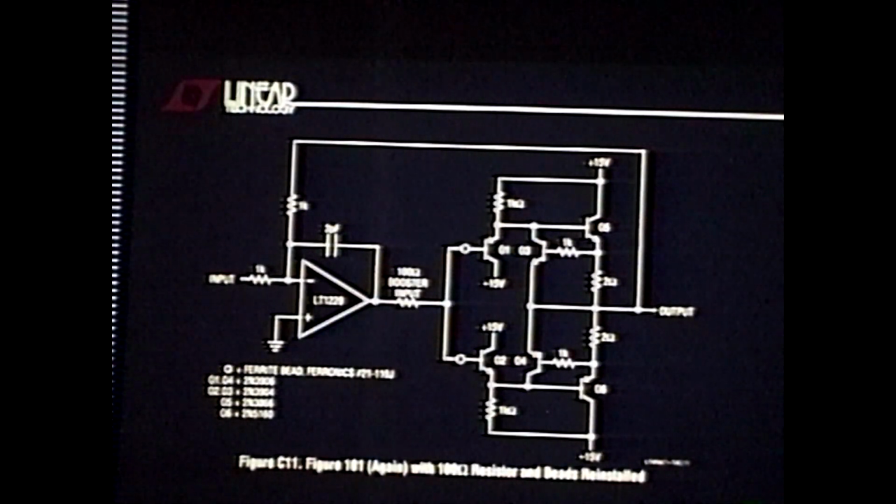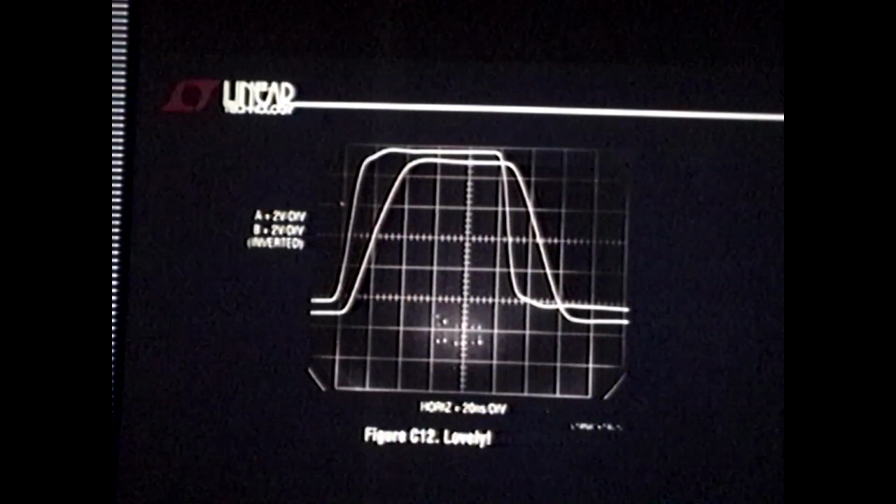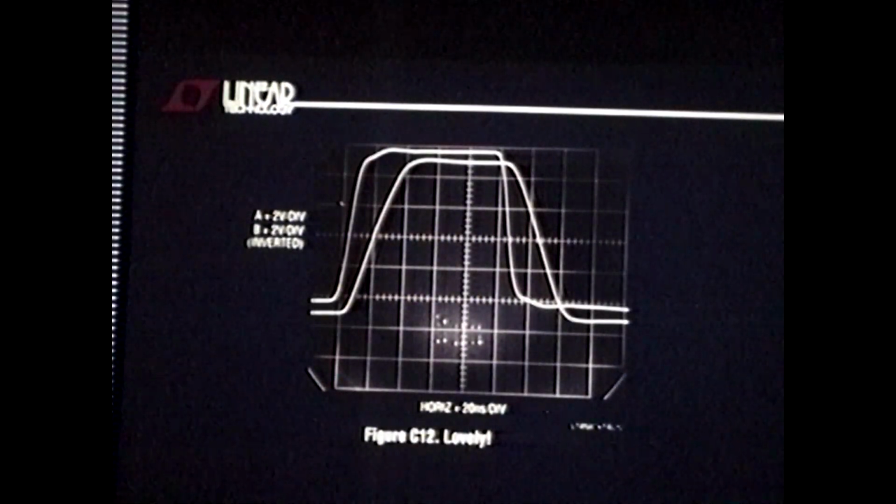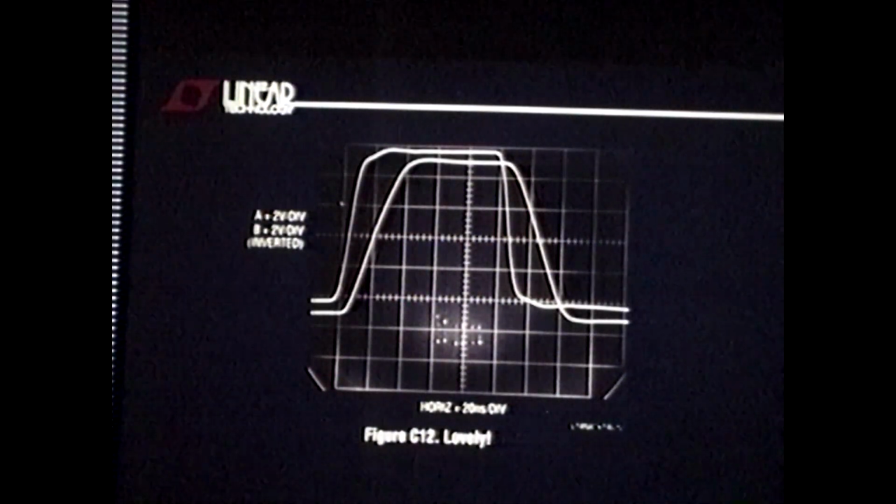Okay, now, let's put the beads back in. This is the circuit we started our study with. And that's exactly what it looked like before, and that's what it should look like now.